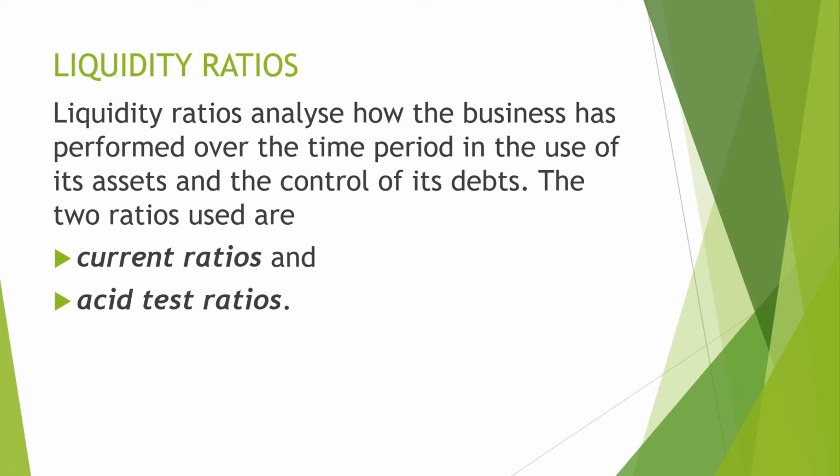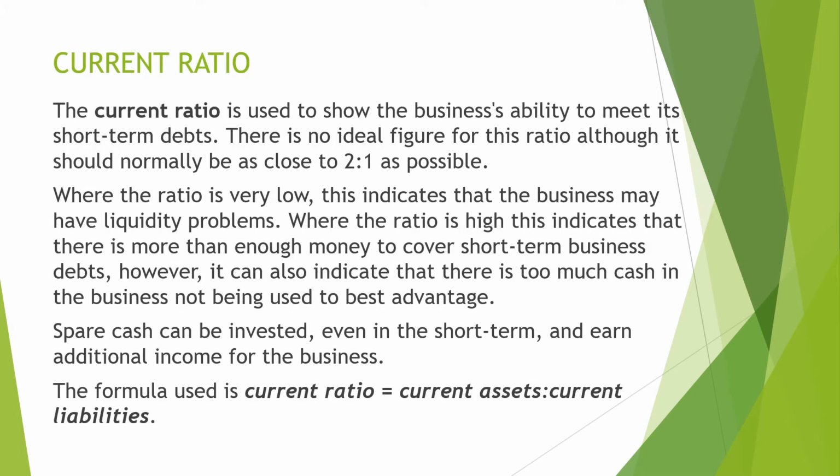Now we're going to look at liquidity ratios, and these analyse how the business has performed over the time period using their assets and controlling their debts. So if a business is liquid, it means it has got cash available, money available to be able to pay off its debts. That's really what liquidity means. And the two ratios we'll look at here, which are once again very similar, are your current ratio and your acid test ratio. The current ratio is used to show the business's ability to meet its short-term debt.